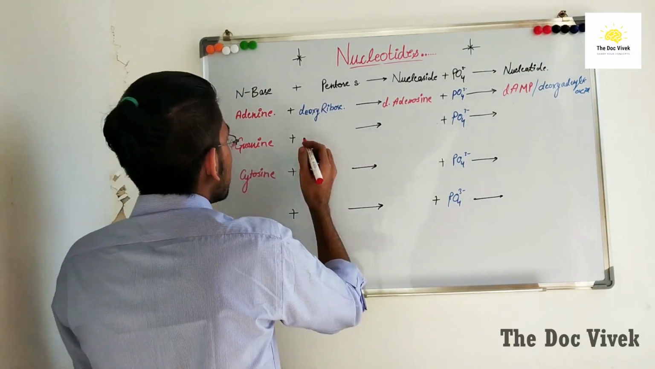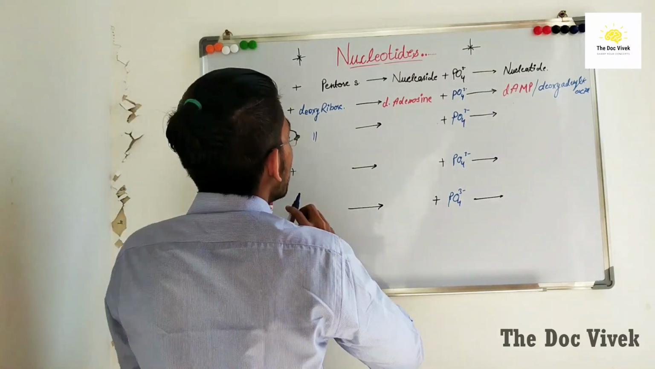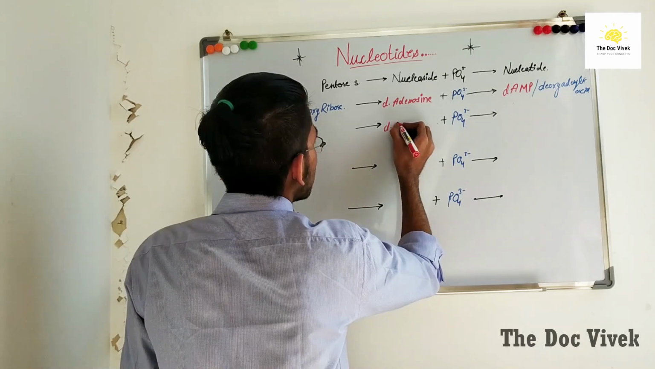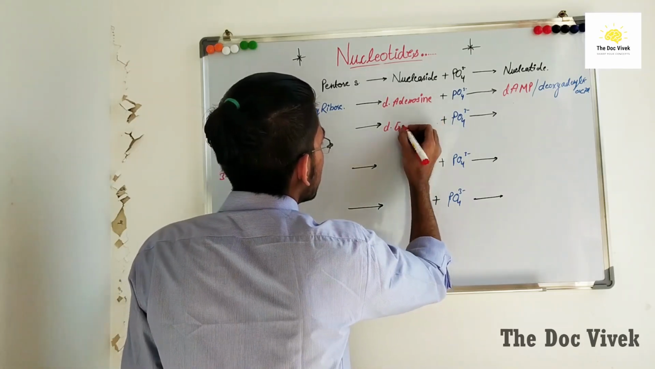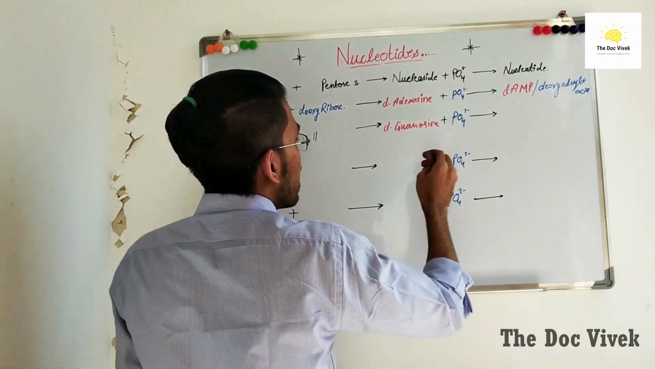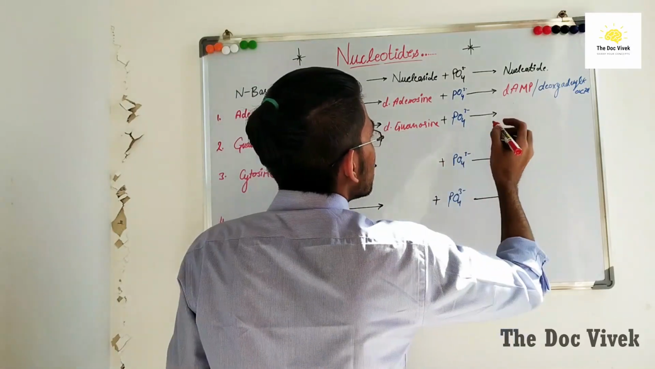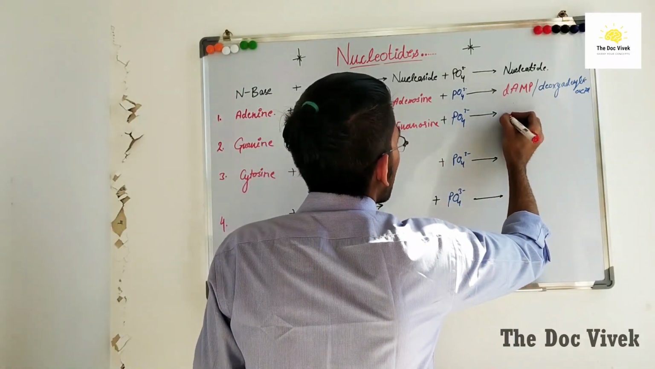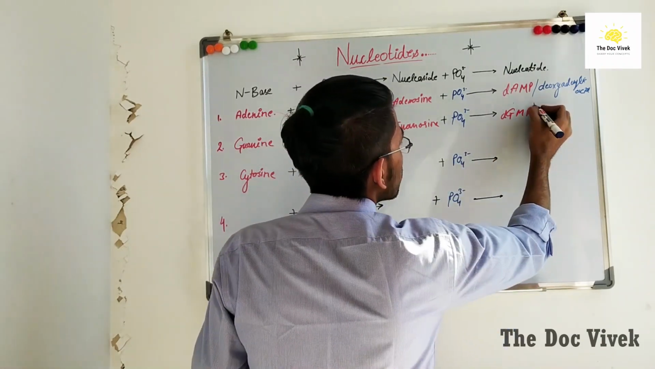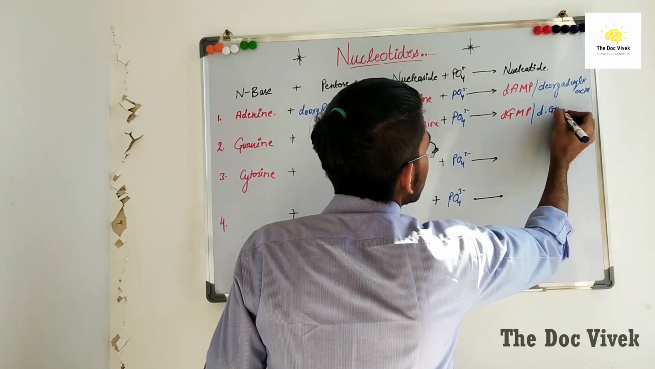Now for guanine, if we added deoxyribose sugar on guanine, the nucleoside formed is deoxyguanosine, and if phosphorylation of deoxyguanosine takes place, it results in the formation of deoxyguanosine monophosphate, which is also known as deoxyguanylic acid.